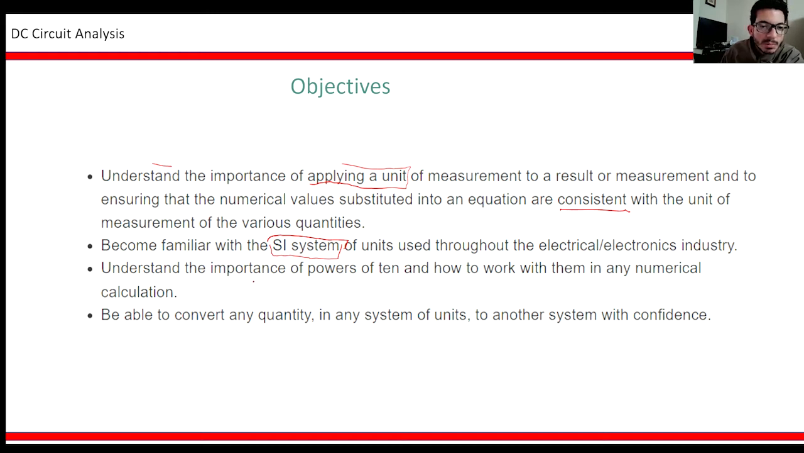Also, we want to understand the importance of powers of 10 and how to properly name our units, such as milli, kilo, etc. And we want to be able to convert any quantity into any system of units from different systems. In other words, we want to be able to convert feet to meters, etc.